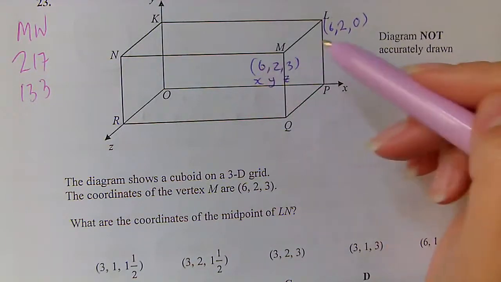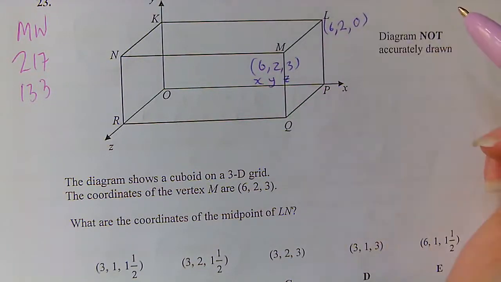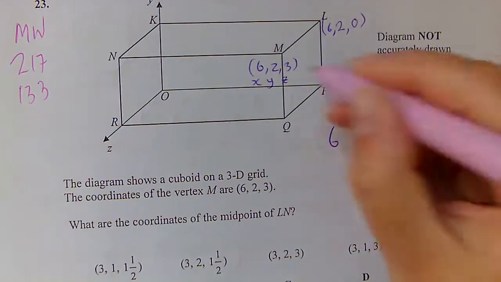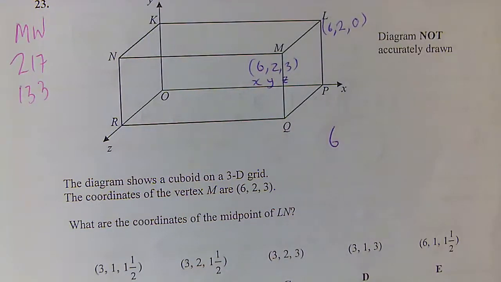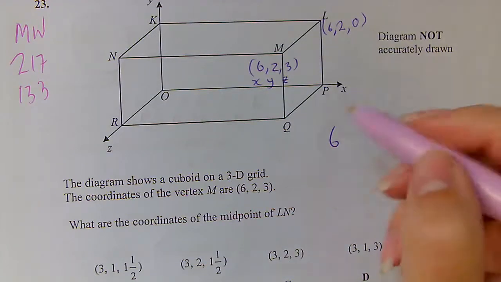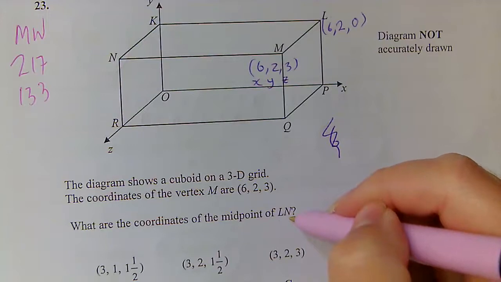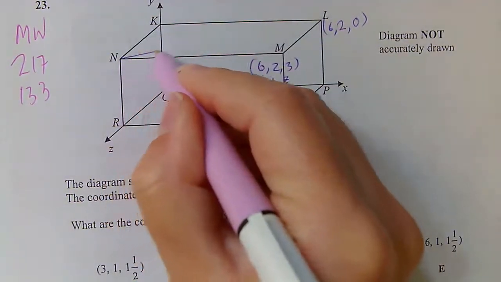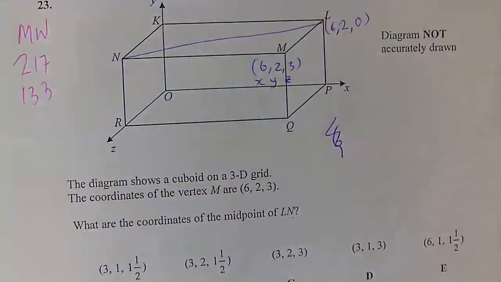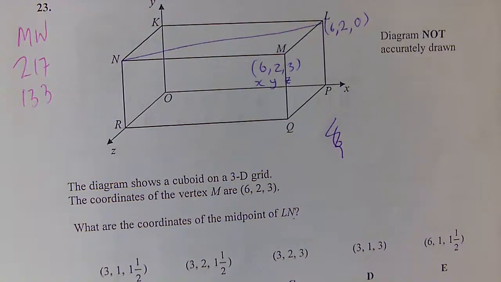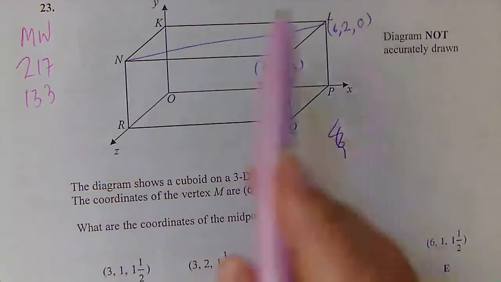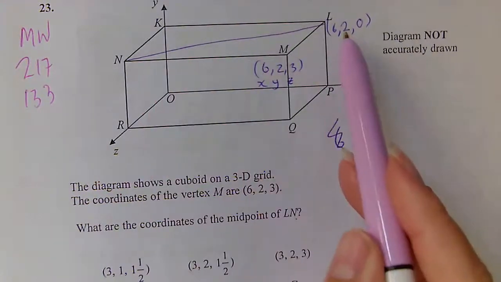And now midpoint, super easy. What's halfway between 6 and 6? Well, 6. What's halfway between 2? Have I done something wrong here? What are the coordinates? Oh, okay, fine. Sorry, my bad. What are the coordinates of the midpoint of LN? Okay, LN is here. So what I need to do now is actually work out the coordinates of N as well, and then I can work out the halfway between them.